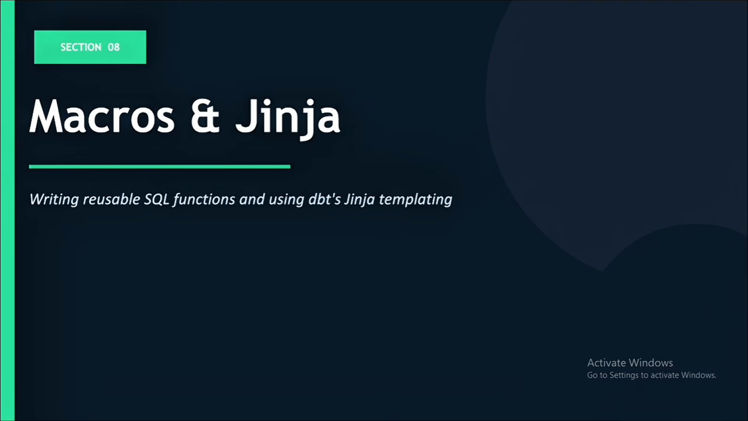I will give one definition of a macro. A macro is a reusable piece of SQL logic, like a function in Python or JavaScript, that you define once and call anywhere. Combined with Jinja control flow features, macros let you write dynamic SQL that adapts to different environments, iterates over lists, and accepts parameters. This section will level up your dbt code quality significantly.